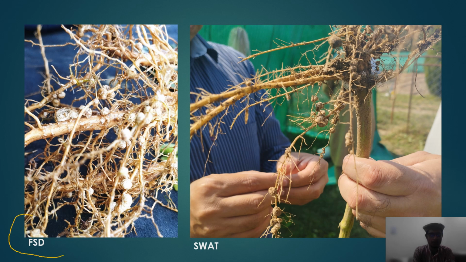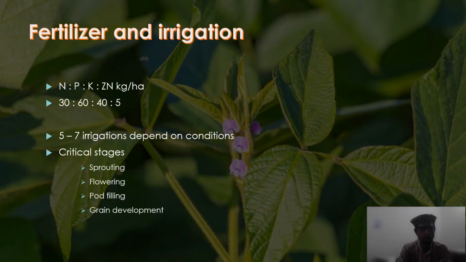As you can see, this is from our Faisalabad location. Majority of our lines have nodules, and they are active nodules. As I told you the method how to check whether nodules are active or not. And this is from Swat location. These lines are also rich with nodule formation.